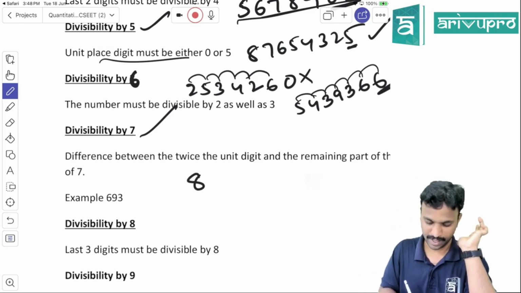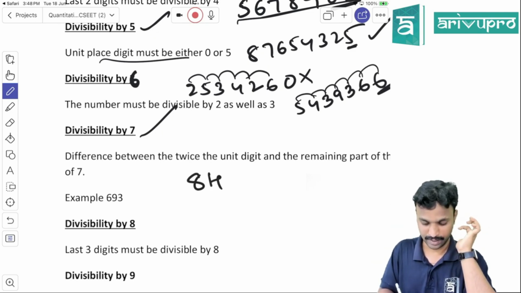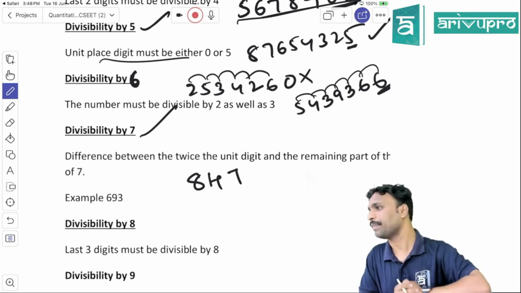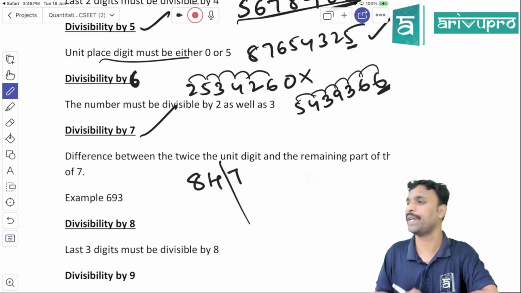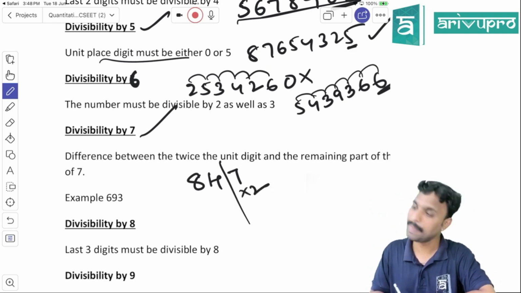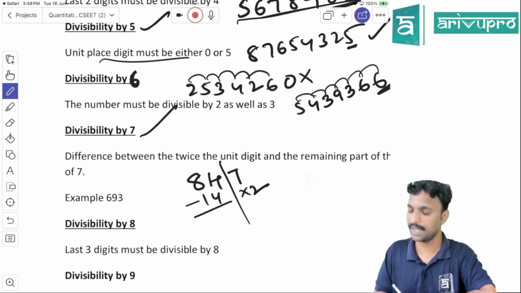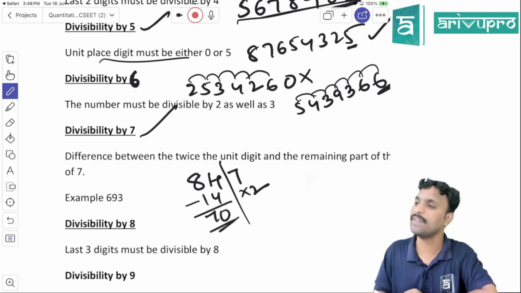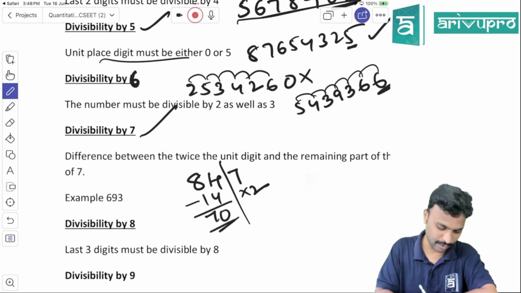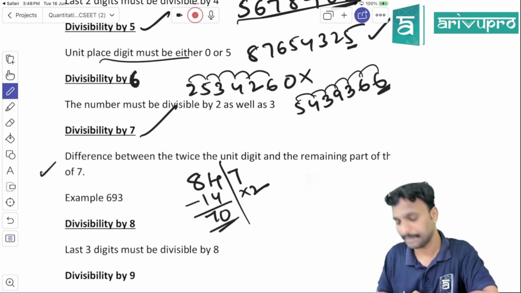For example, 847. Now what you do? Last digit you take, 7, multiply by 2, 14. So you have to subtract that 14 from the rest of the number, which is 84. 84 minus 14 is 70. Is 70 divisible by 7? Yes. So therefore the number is divisible by 7.